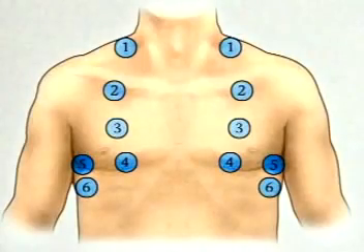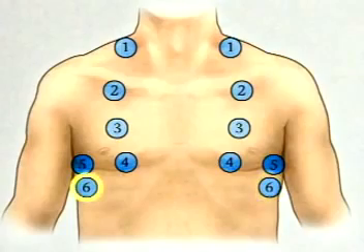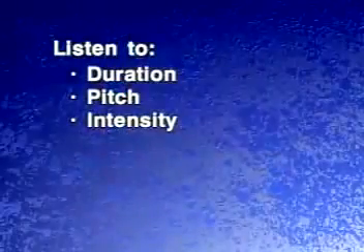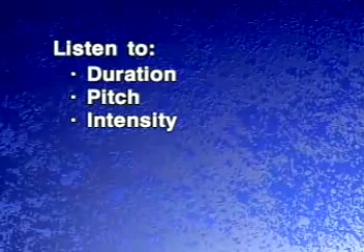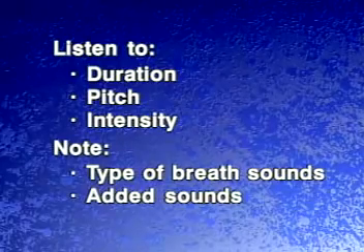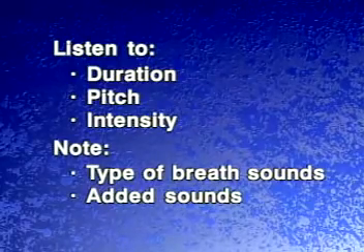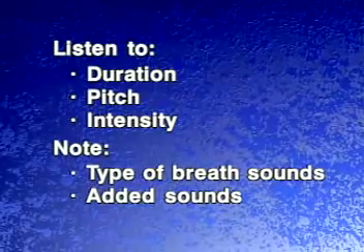To auscultate the anterior chest, take the same systematic approach you used for percussing the anterior thorax. If necessary, gently displace the patient's breasts to auscultate all important areas. Listen to the duration, pitch, and intensity of the inspiratory and expiratory sounds, decide what type of breath sounds you are hearing, and note any added sounds. If you hear heart sounds near the heart, try to ignore them while you concentrate on the breath sounds.